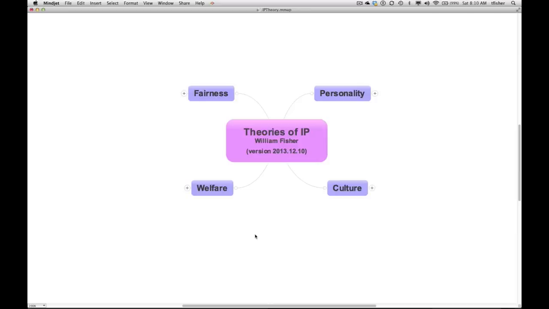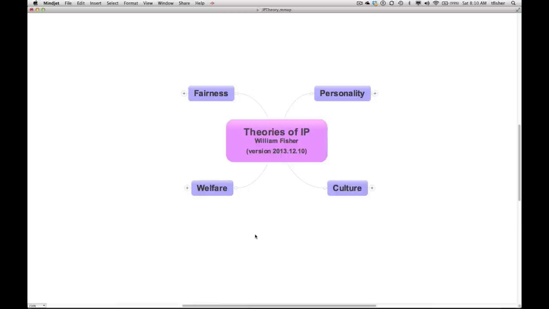On your screen now should appear a map, specifically the second of the two maps I've been employing in this course. This one, as you can see, addresses theories of intellectual property. The map itself, as I've indicated, is available in several formats on the CopyrightX homepage and on my personal homepage.